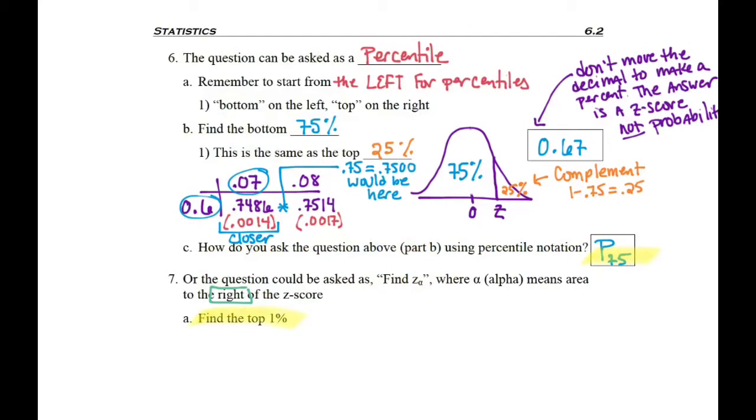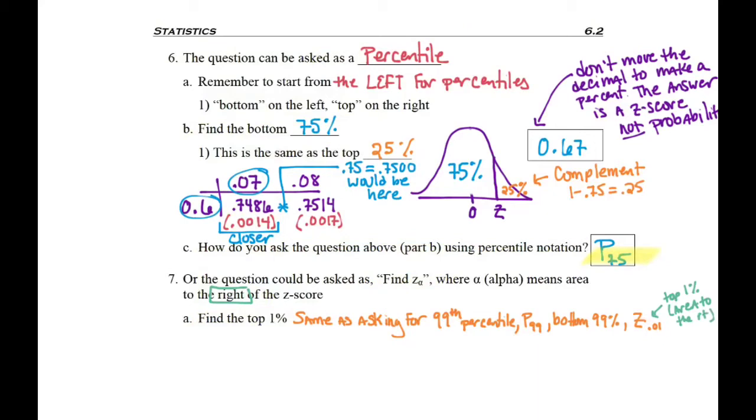If I was asked to find the top 1%, this is the same thing as being asked to find the 99th percentile, P99, the bottom 99%, or Z01, that new terminology. Because remember, the top 1% is area to the right, and Z alpha uses area to the right. So there's lots of ways to ask the same question, and in all of these cases, I'm given the number that's in the middle of the table. I have to find a z-score.